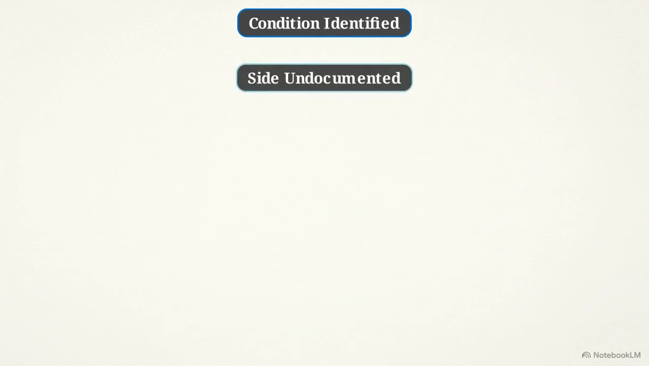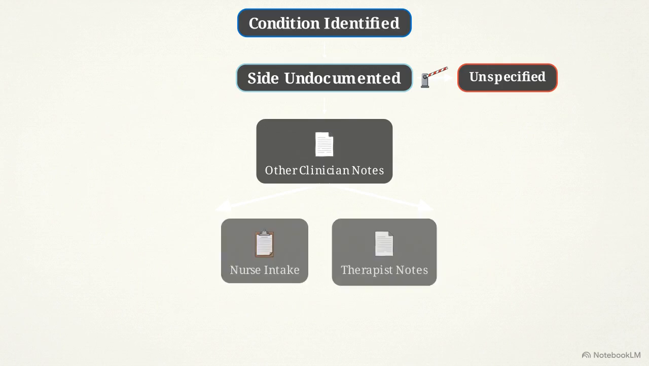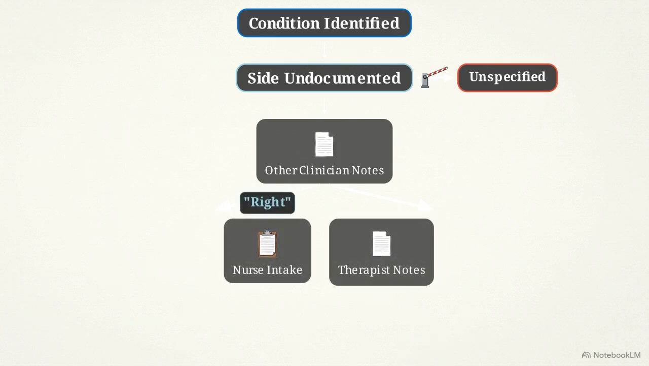Let's return to the most common obstacle, a physician note that fails to mention the side. Before defaulting to an unspecified code, there is a protocol to find the missing data. Point 7 allows you to use proxy documentation. You are authorized to extract laterality from other clinical notes within the same medical record, such as a nurse's intake assessment or a radiologist's report.